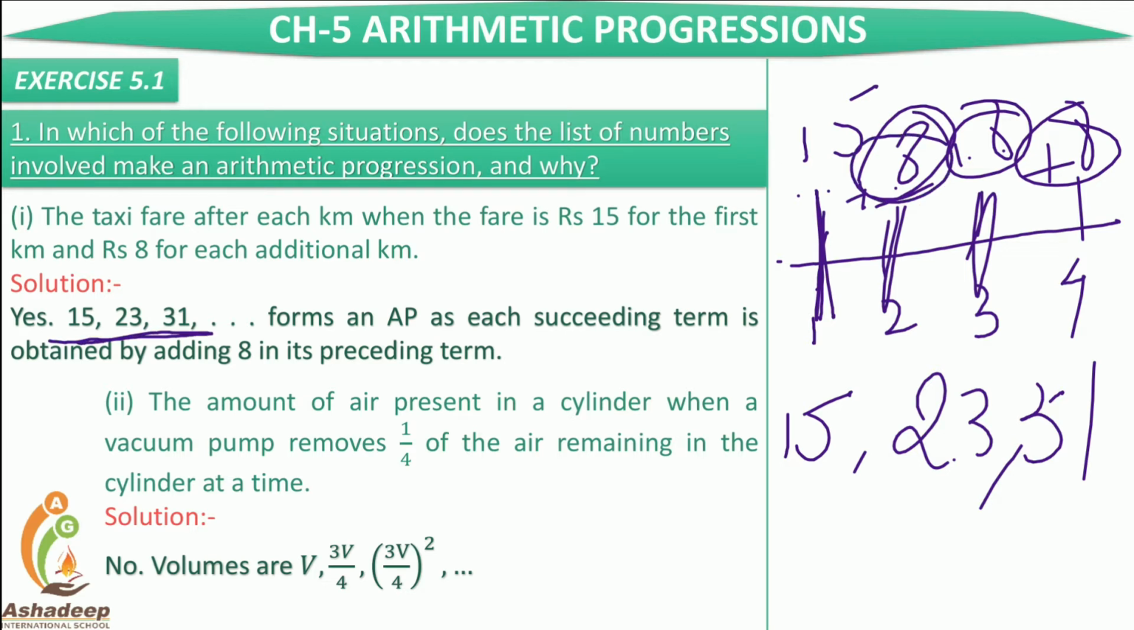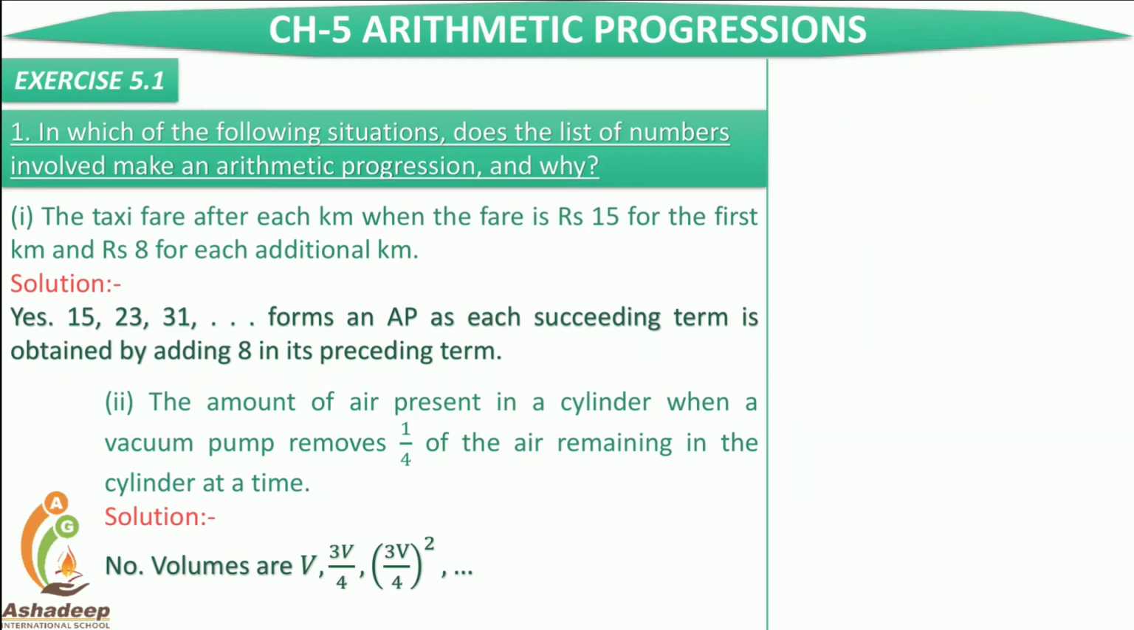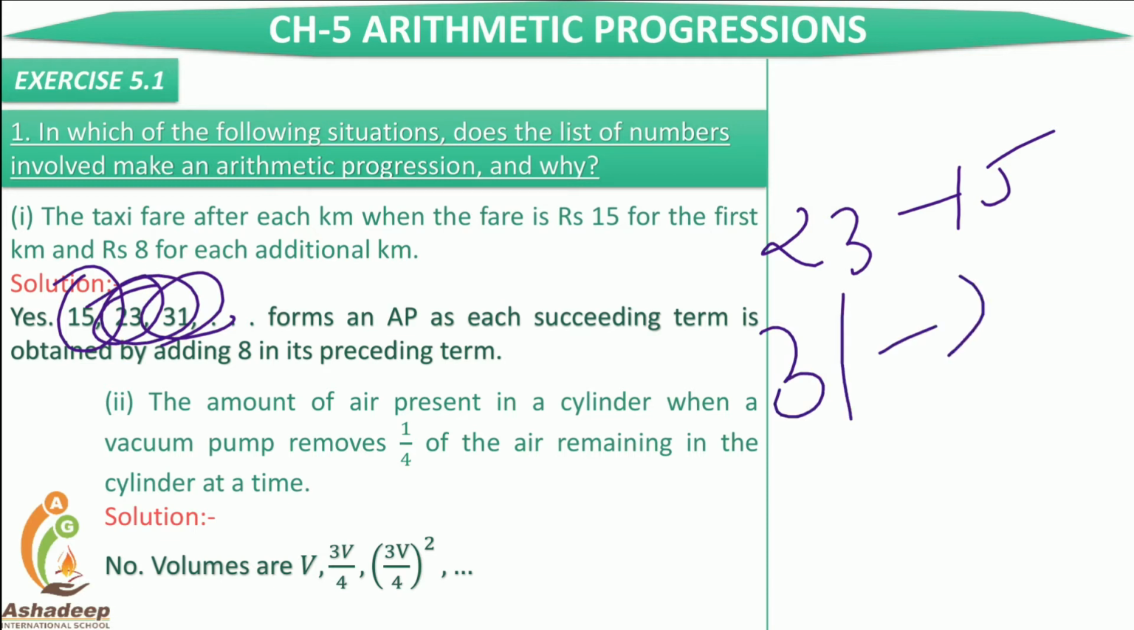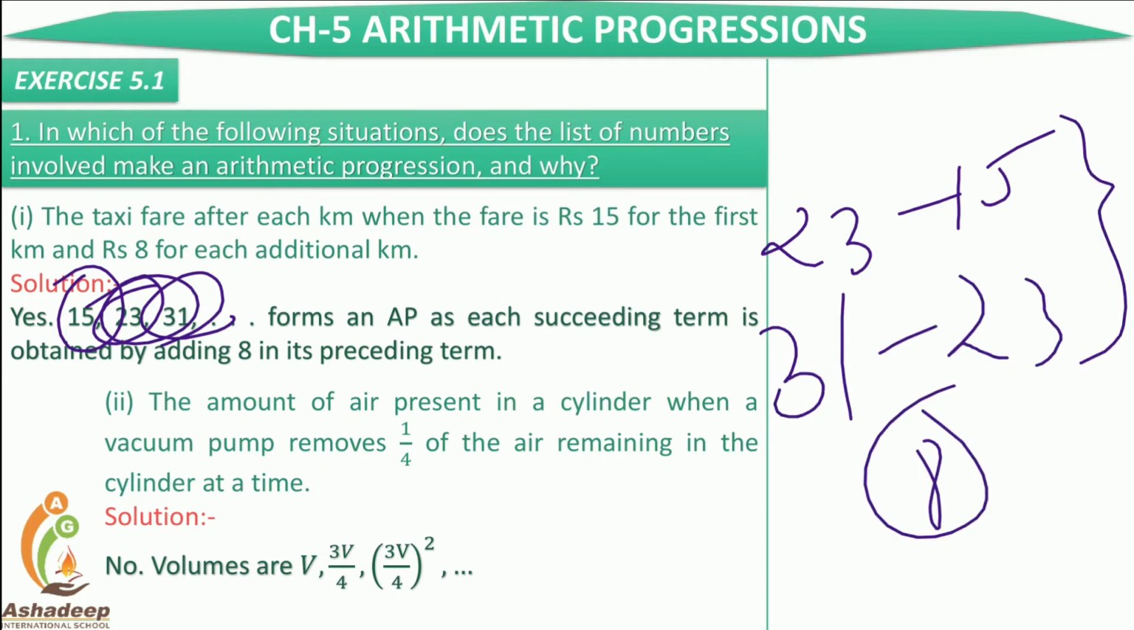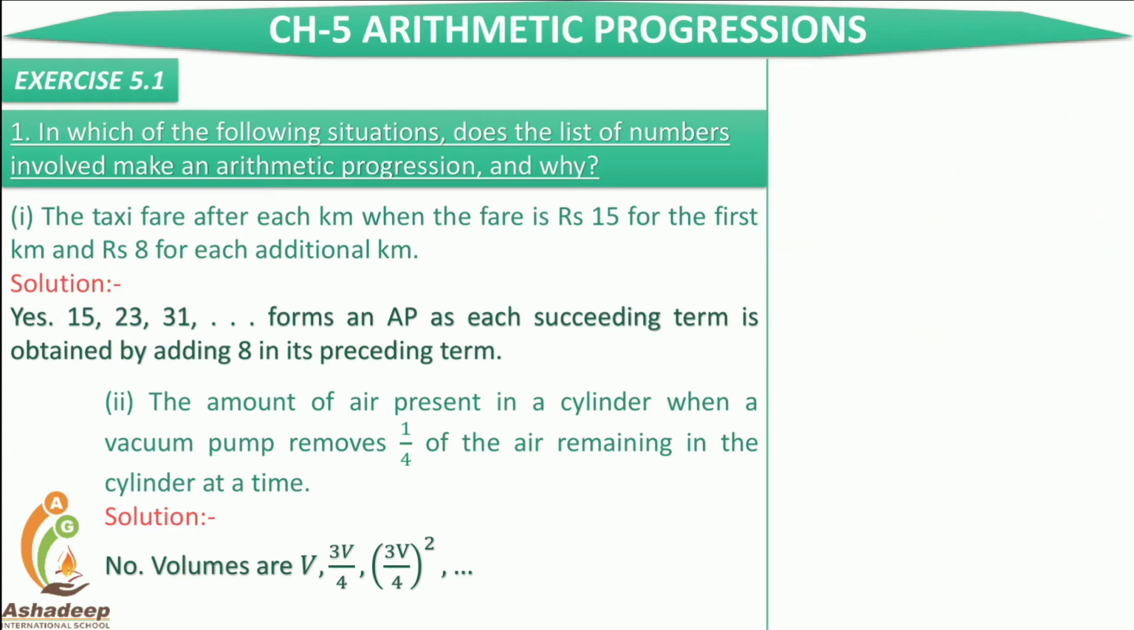The fixed number is added to the preceding term, so each succeeding term is obtained by adding to its preceding term. So we form an AP, because the common difference is 8. How? The second term minus the first term is 23 minus 15, then the third term minus the second term is 31 minus 23. In both cases the answer is 8. If the difference is the same, then the series is in AP.